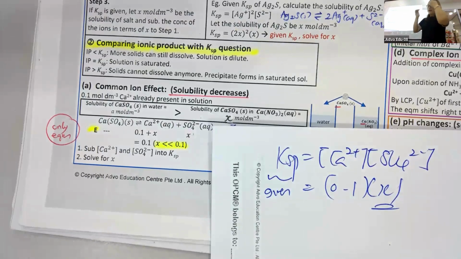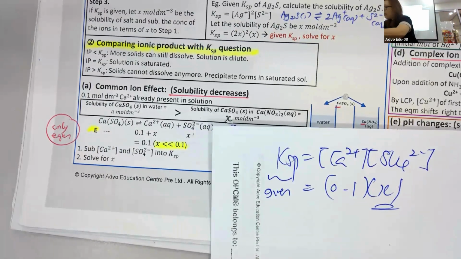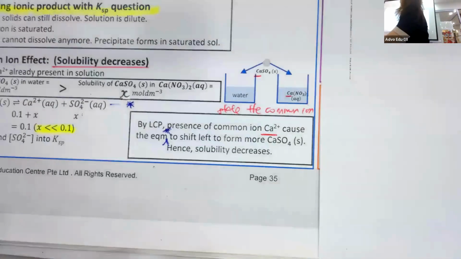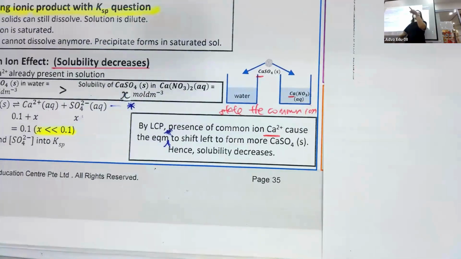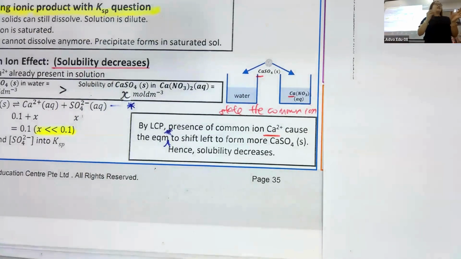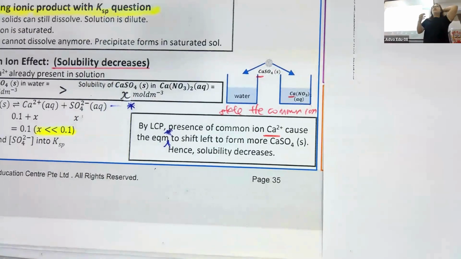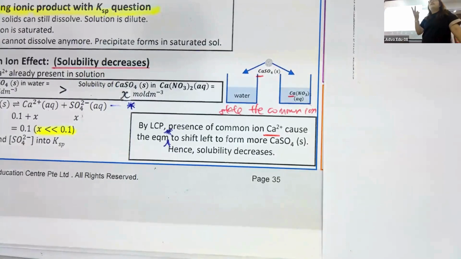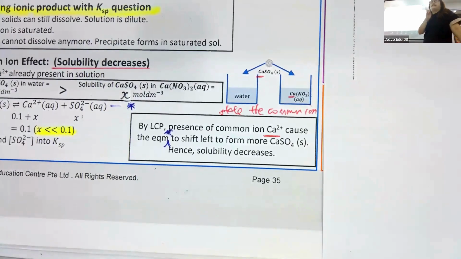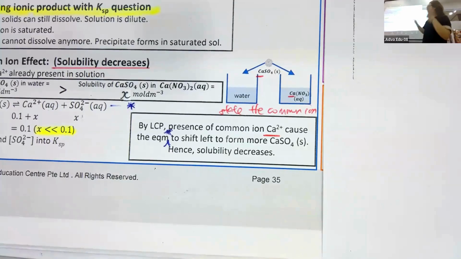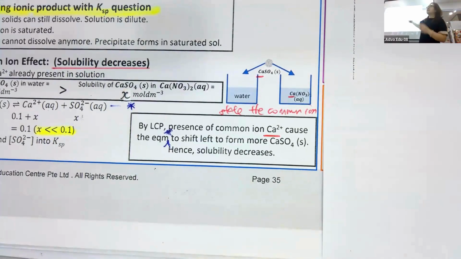Okay. All right. Last but not least will be this. So sometimes the question will say, okay, explain. When you see the word explain, then you bring in what Matthew just now said, LCP, Le Chatelier's principle, right? So that principle states whenever an equilibrium reaction is at dynamic equilibrium, if you do something to disturb the equilibrium, the position of equilibrium will shift to counteract the change, right? So all you have to do is just state this phrasing here: by LCP, presence of common ion. So you have to state what is the common ion. State the common ion, right?